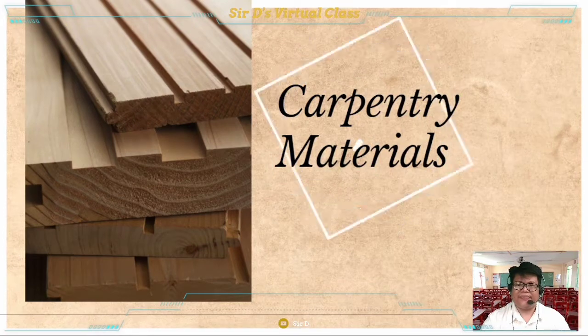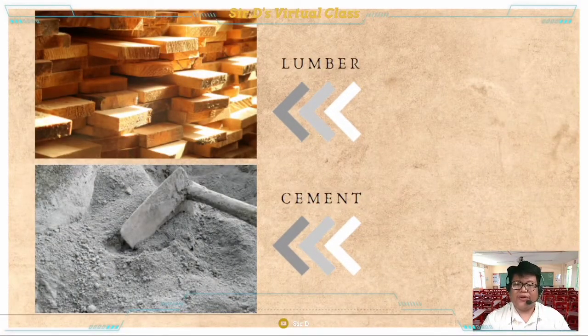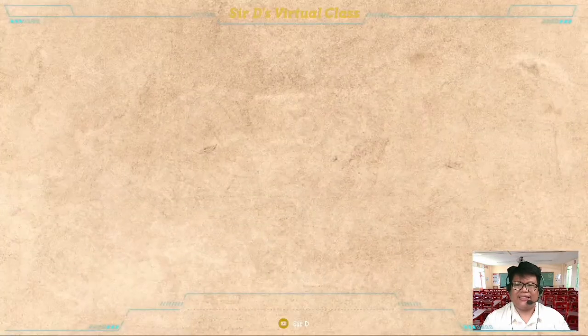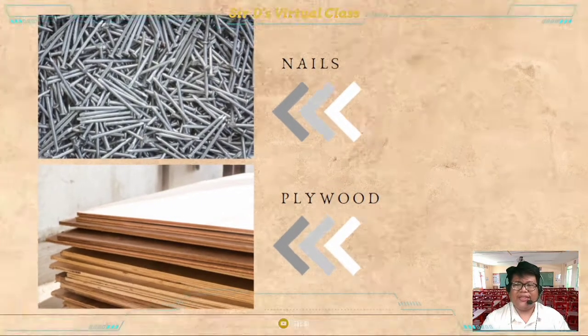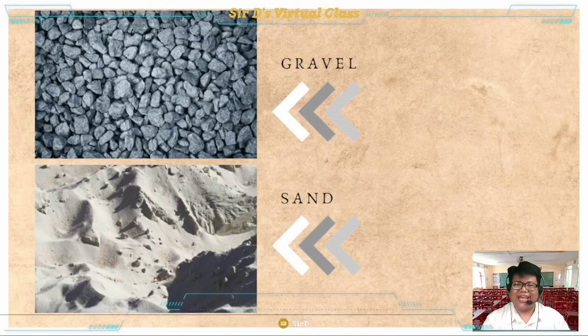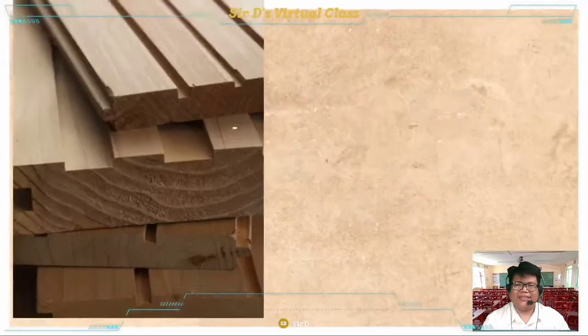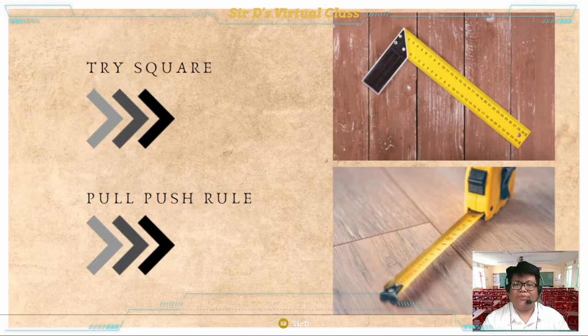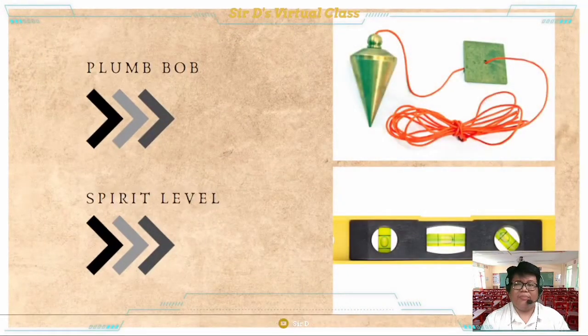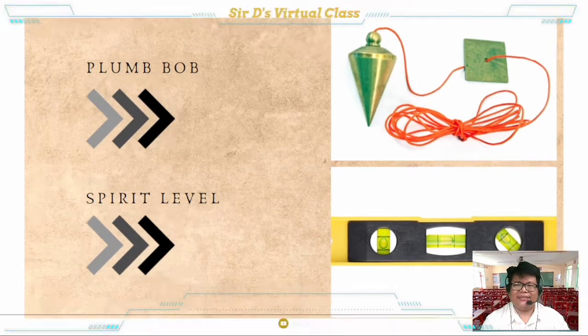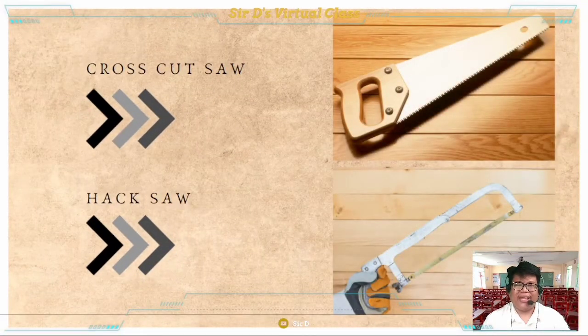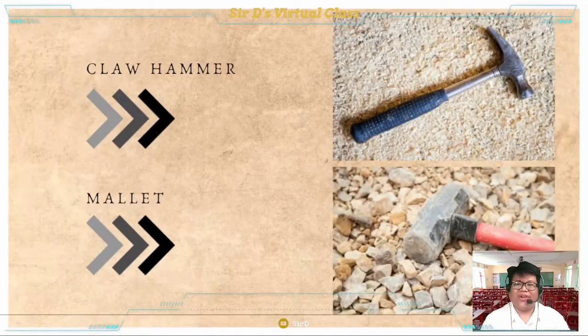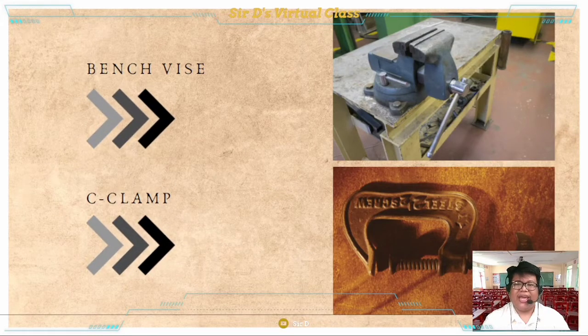Carpentry materials. This includes lumber, cement, nails, plywood, gravel, and sand. On the other hand, we have the carpentry tools, and this includes tri-square, pull-push rule, plumb bob, spirit level, cross-cut saw, hack saw, claw hammer, mallet, bench vise, and C-clamp.